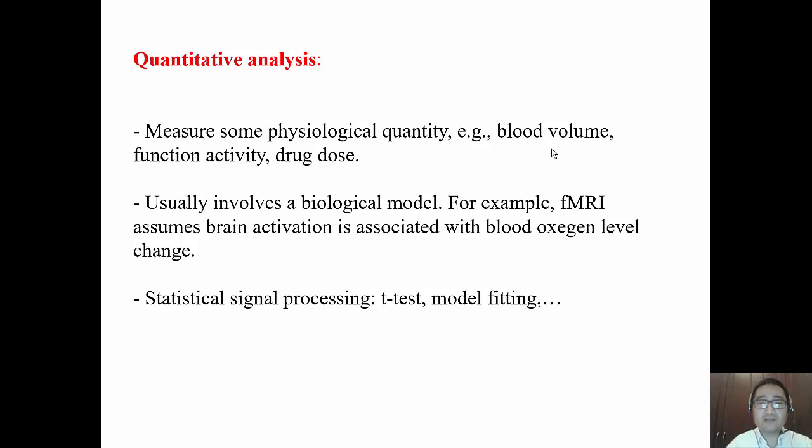Those quantitative analyses usually involve a model. For example, functional MRI assumes brain activation is associated with the blood oxygen level change, and then we build a mathematical model to account for the blood oxygen change and the blood flow, and relate those with the images that we acquire with the MRI. Then we solve that inverse problem, and you find out the functional activation.